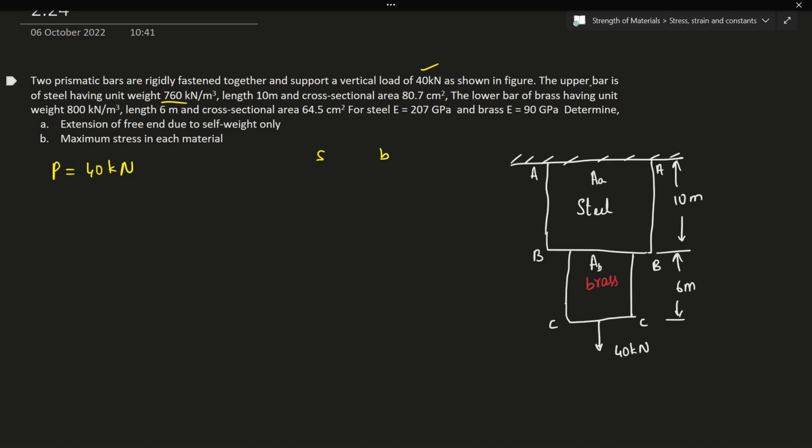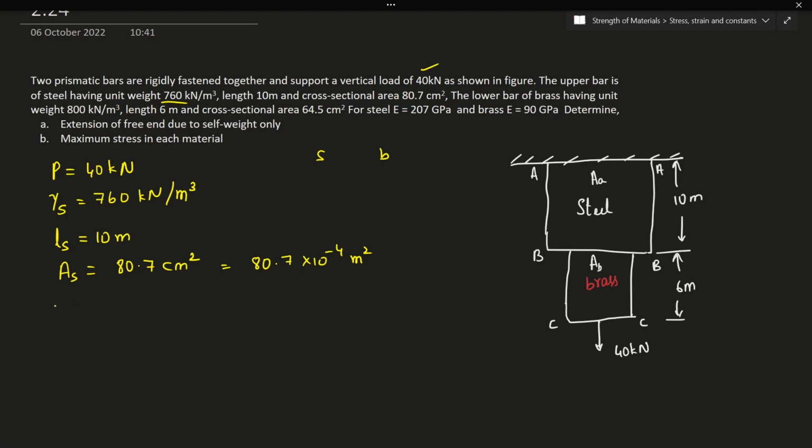Now they are talking about the upper bar of steel. So the unit weight is, let's say, gamma S equal to 760 kilonewton per meter cube. Okay, the length LS is equal to 10 meter, and the cross sectional area AS is given as 80.7 centimeter square. If I convert that to meter, I'll be getting 80.7 into 10 to the power of minus 4 meter square.